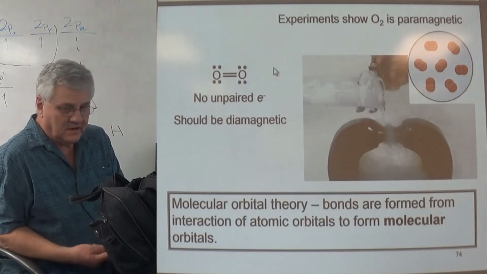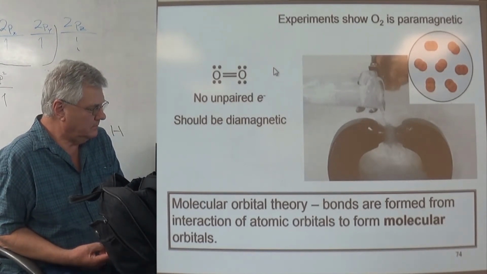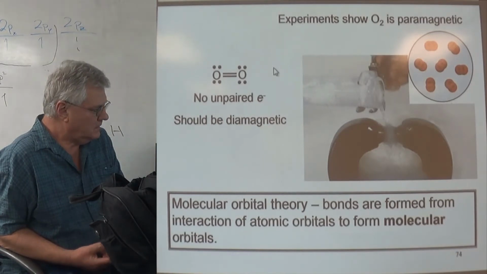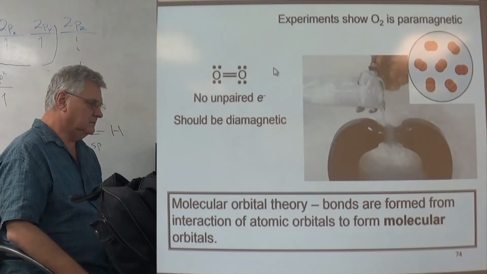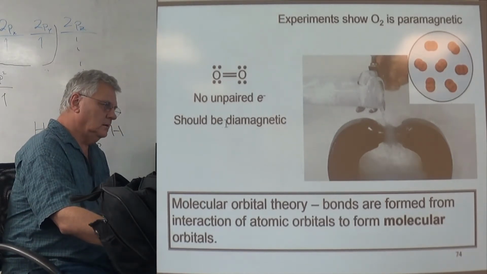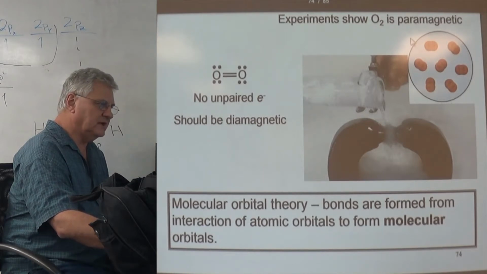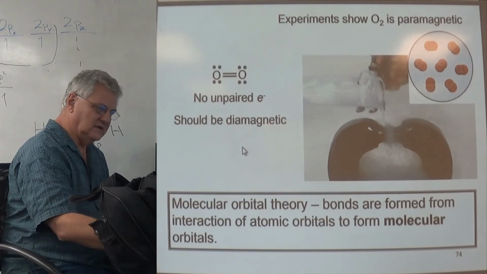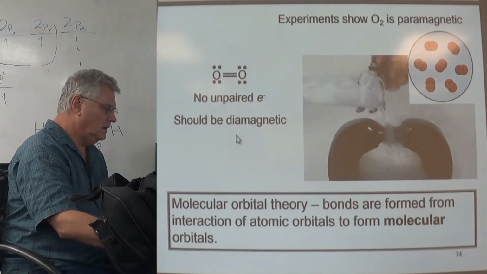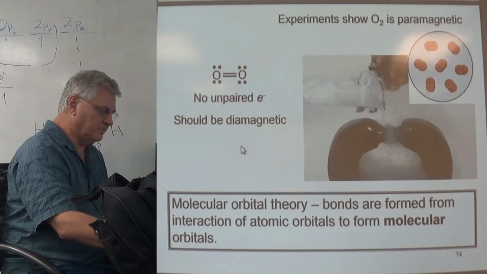There must be some basis for this in an electron that's not part of a pair in an orbital. And so this is the fact that oxygen is paramagnetic instead of diamagnetic. It actually has magnetic properties. That suggests to chemists that there must be something else going on. And that is just one example of the basis of what we call molecular orbital theory.